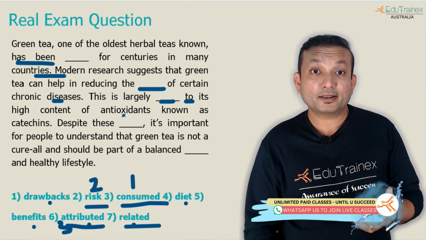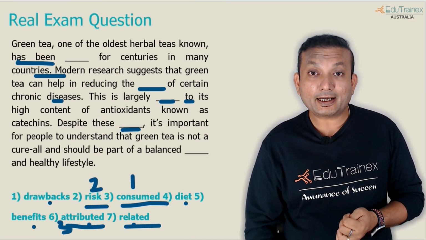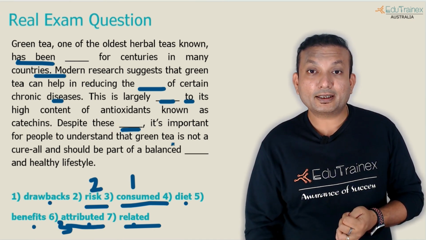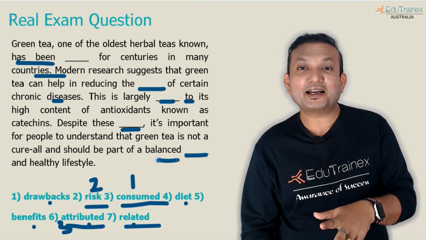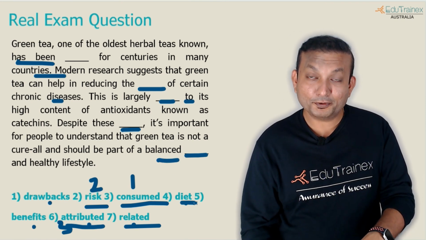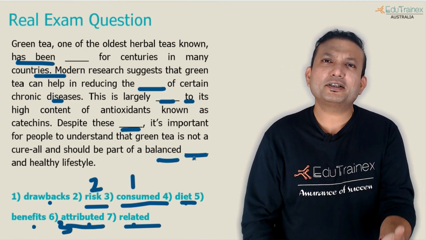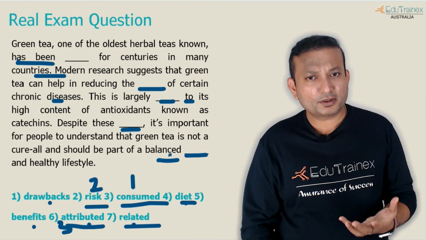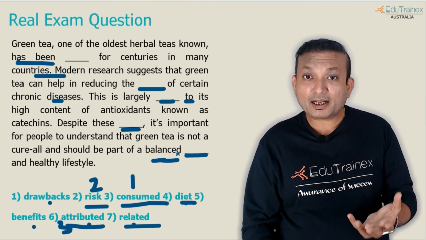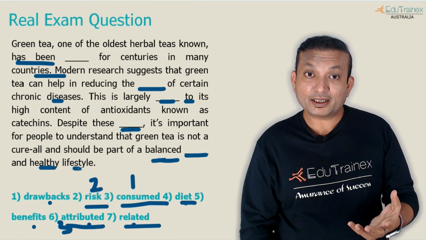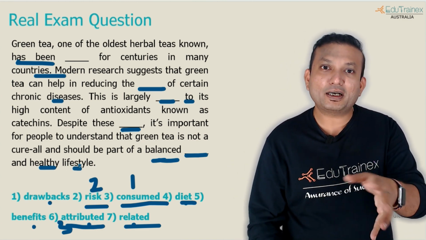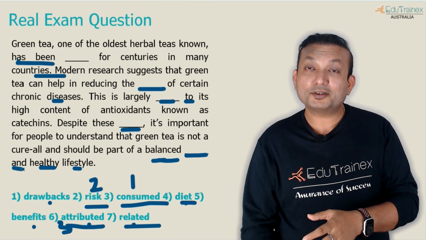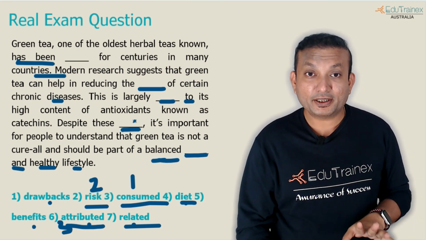So we got this answer, and then: despite these dash, it's important for people to understand that green tea is not a cure-all and should be part of a balanced dash and healthy lifestyle. This one is very easy, right? Balanced diet, collocation straight away. And even if you don't know the meaning, diet is a word everyone uses. So it's a very easy thing to guess. And balanced diet and healthy lifestyle. You see the combination of adjective noun and adjective noun. Same grammar pattern is repeating with the conjunction. So grammar, vocabulary, everything plays together.